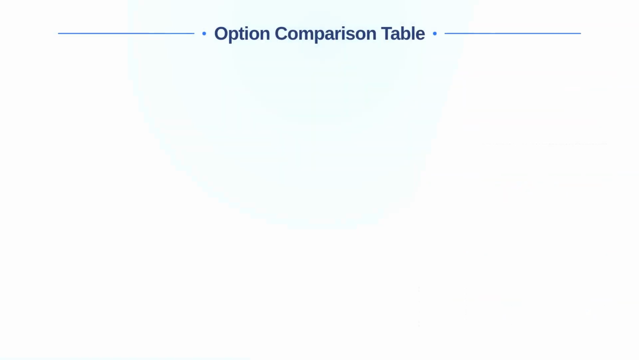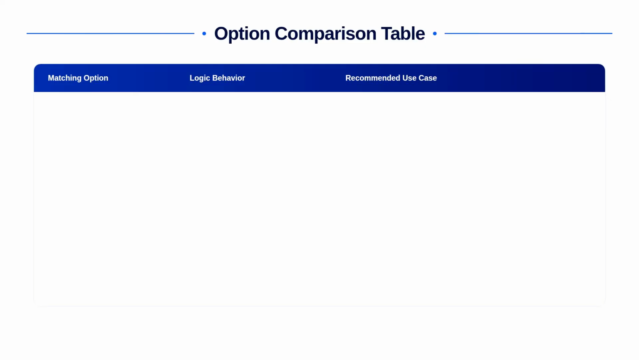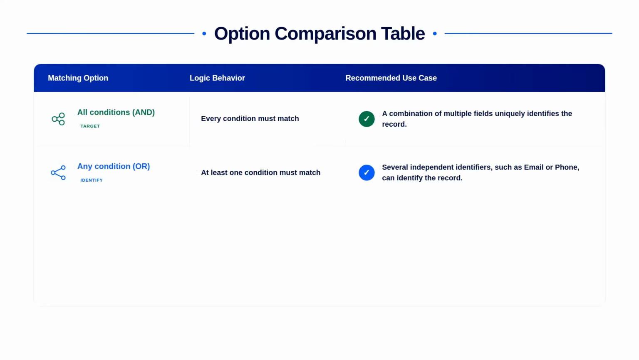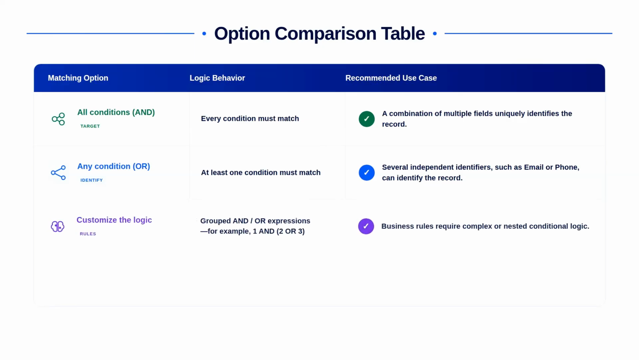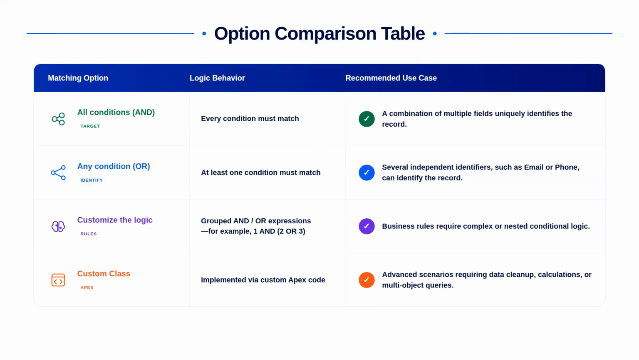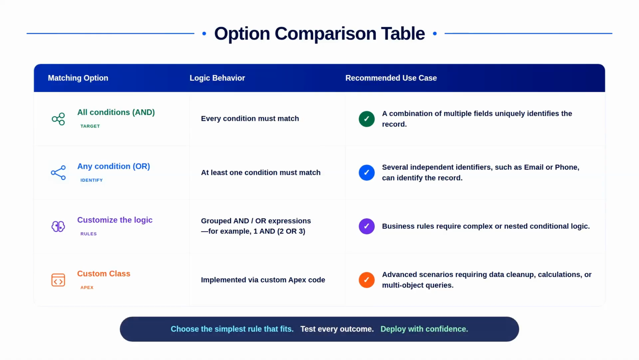Choosing the right matching strategy depends on your business requirements. Simple scenarios can use standard and or logic, while more advanced integrations can leverage custom expressions or Apex code. With these options, SKYVVA automates record matching, updates parameters intelligently, prevents duplicate records, and delivers reliable data integration into Salesforce.